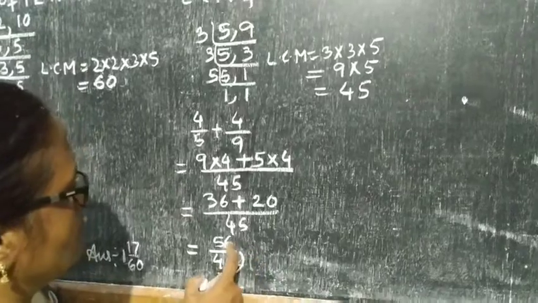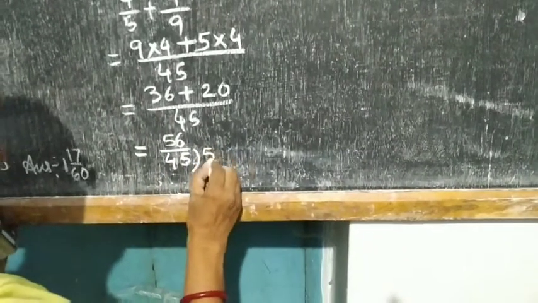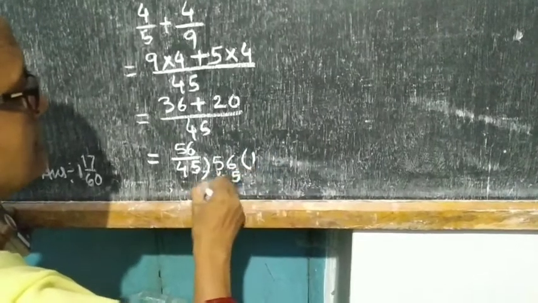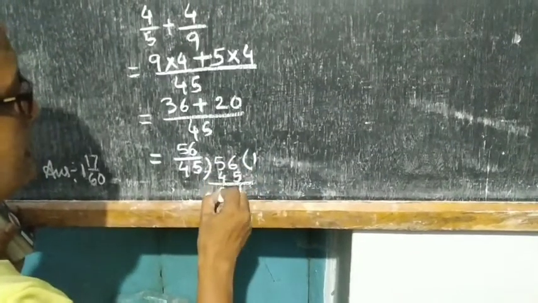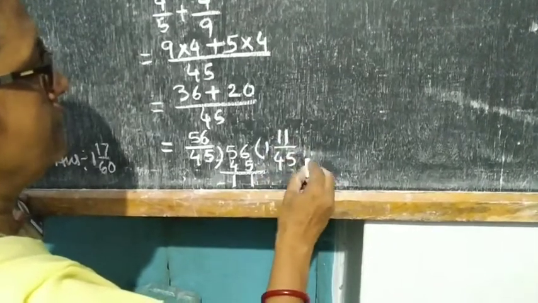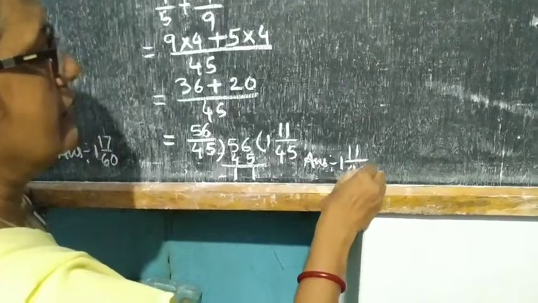Now children, again you see numerator is bigger than the denominator. So you have to divide. So 45 ones are 45. So 6 minus 5, 1. 5 minus 4, 1. So it will be 1 11 by 45. So answer 1 11 by 45.